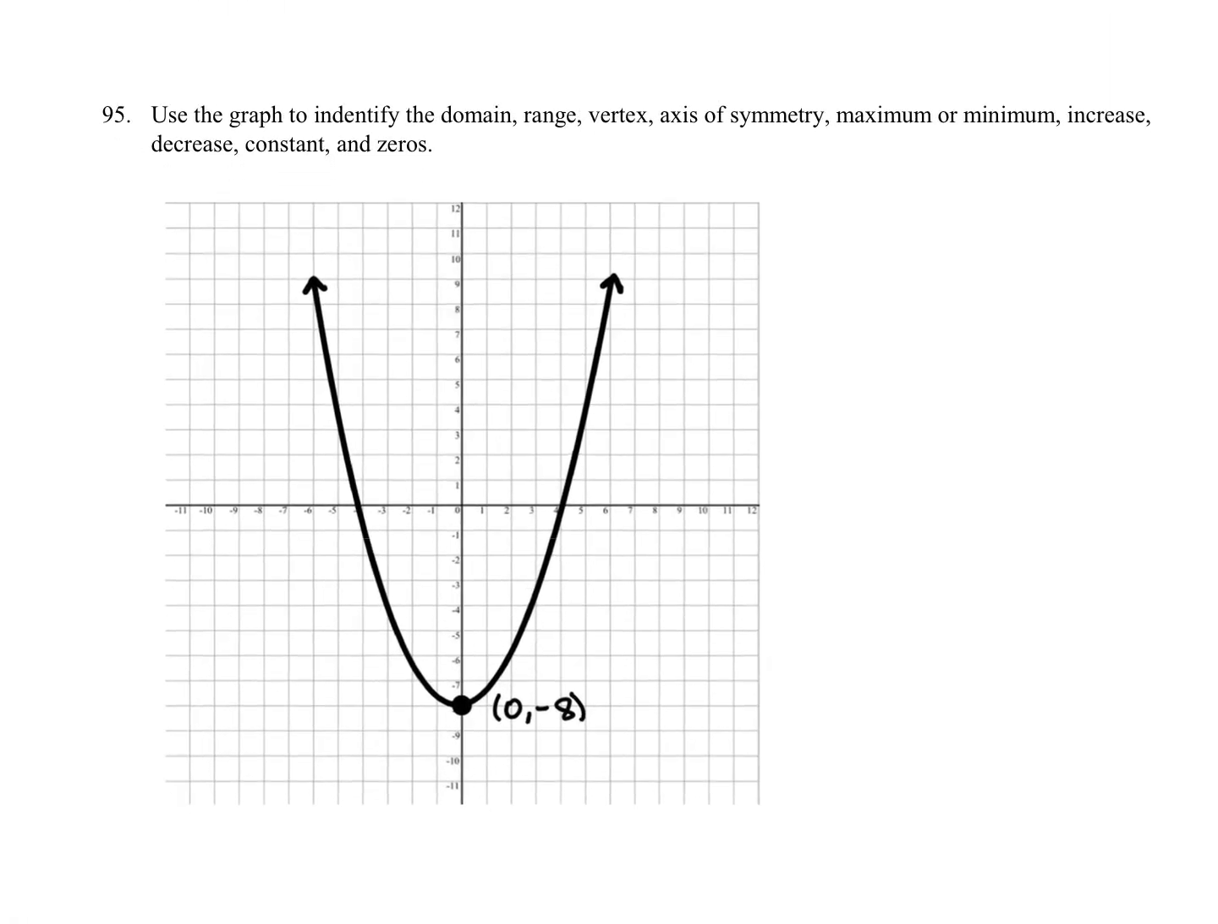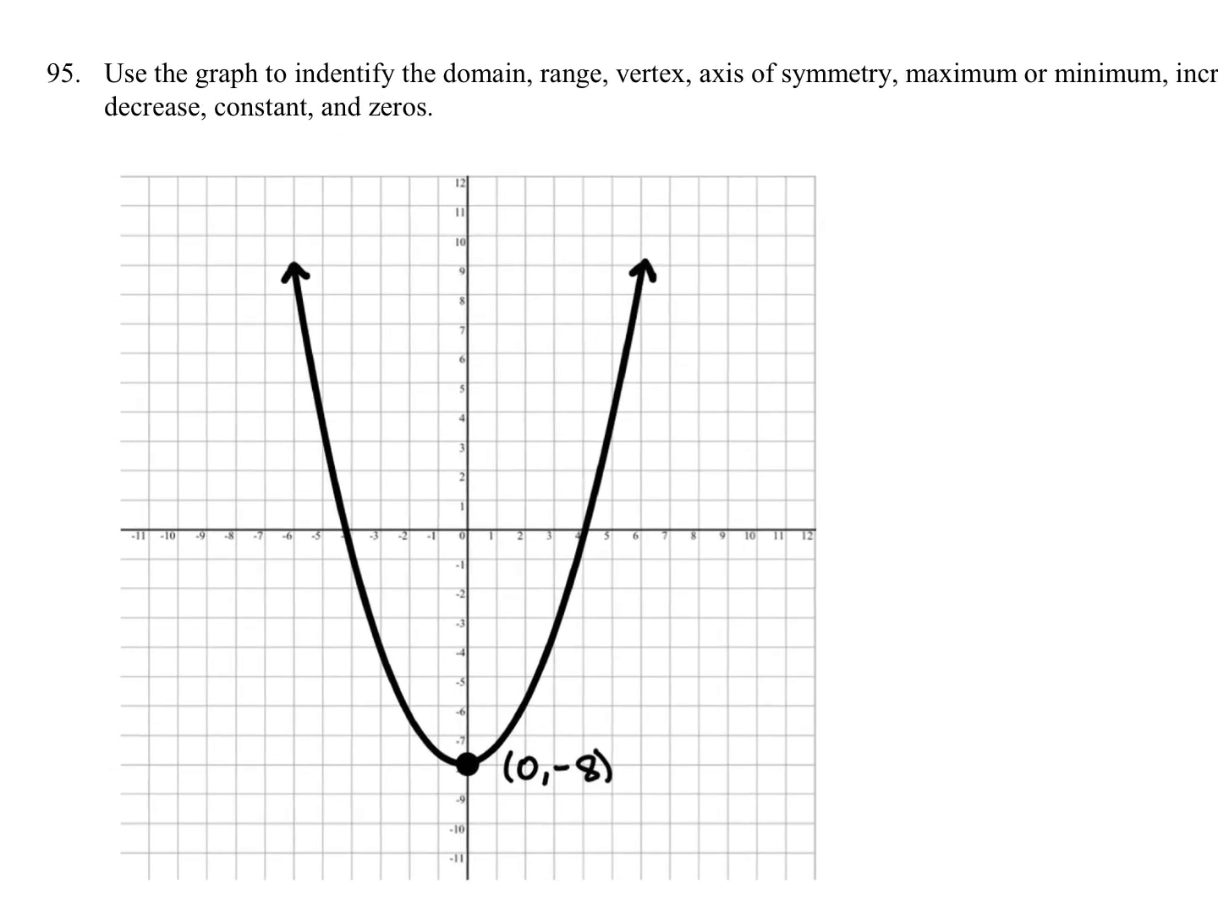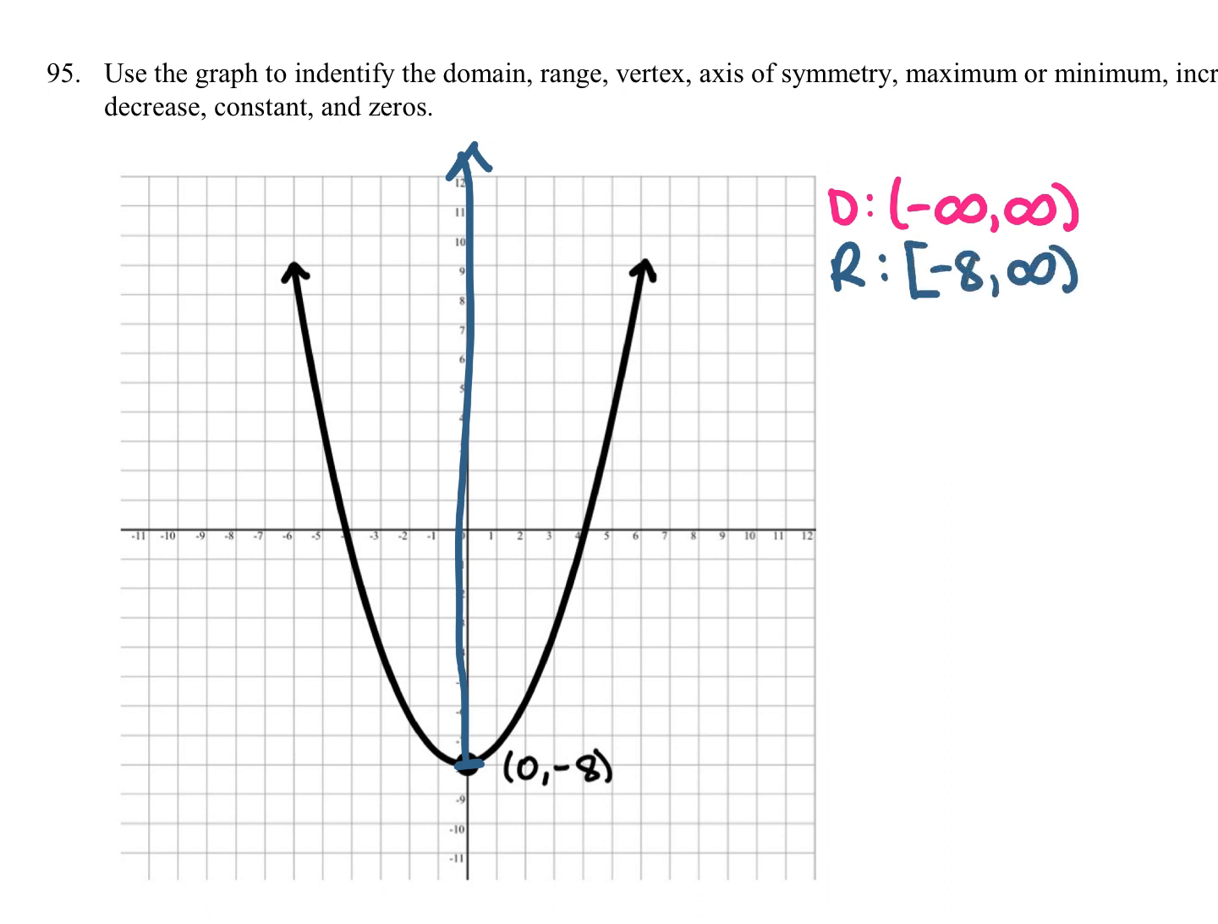For 95, it tells us to use the graph to identify the domain, range, vertex, axis of symmetry, maximum or minimum, increase, decrease, constant, and zeros. So for this one, since it is a parabola, it means that we have a quadratic function, so our domain is automatically from negative infinity to positive infinity. Your range are the y values, so you start at negative 8 and you go up to positive infinity. So your range goes from negative 8 to positive infinity.